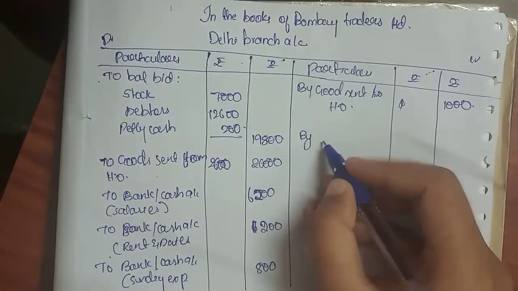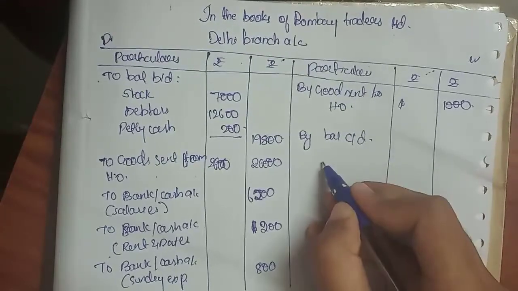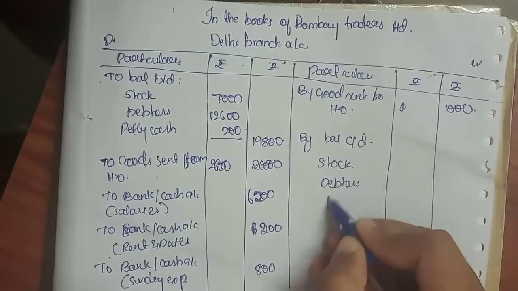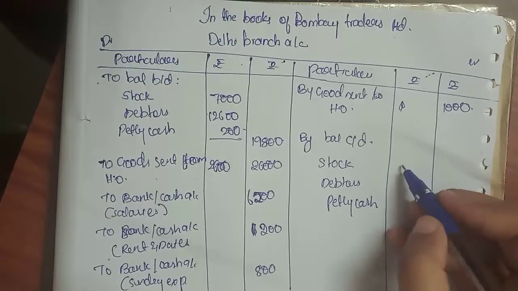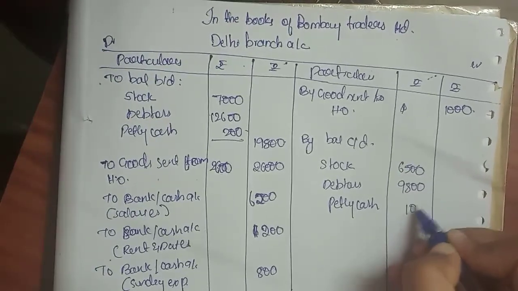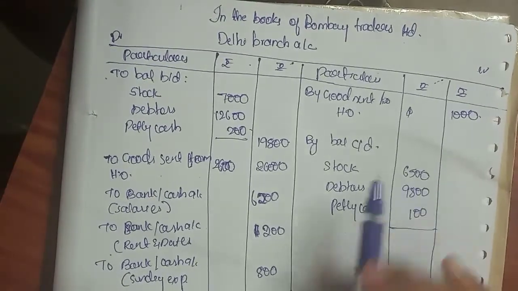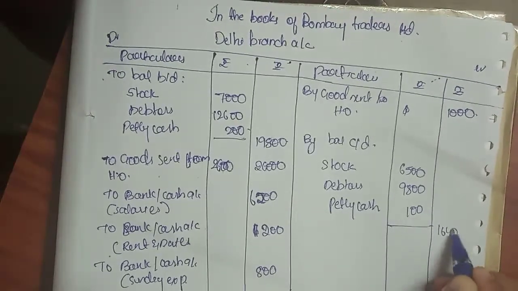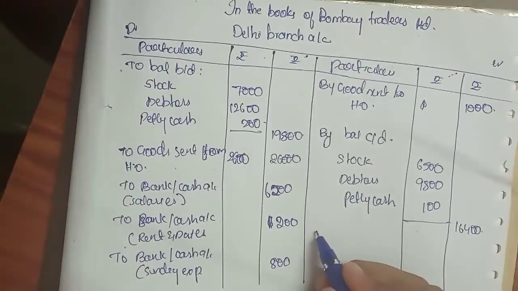So by balance carried down: stock, debtors, and petty cash. They have given 6,500, 9,800, and petty cash is 1,000. So that's all. The total is 16,400.